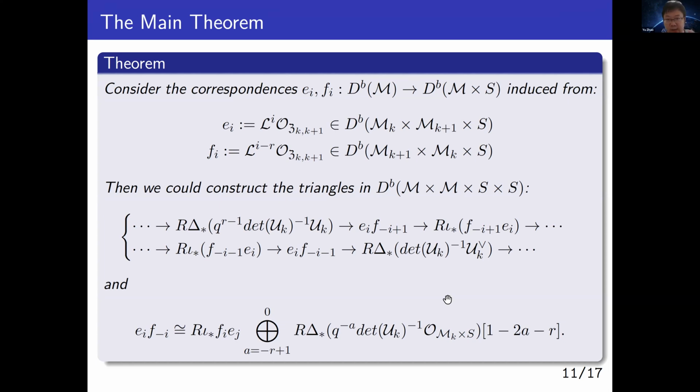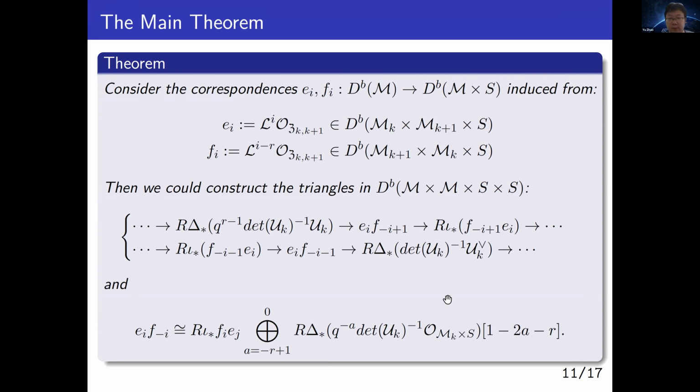Here R is the rank of this moduli space, and now the question that we want to consider is the commutator between E_i F_j, the natural transformations of the E_i F_j and the F_j E_i.